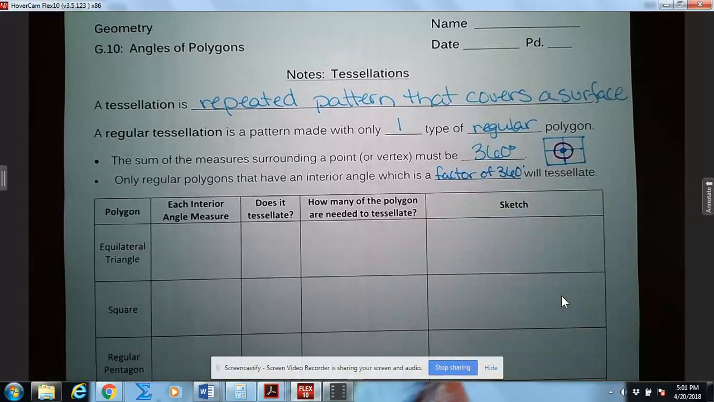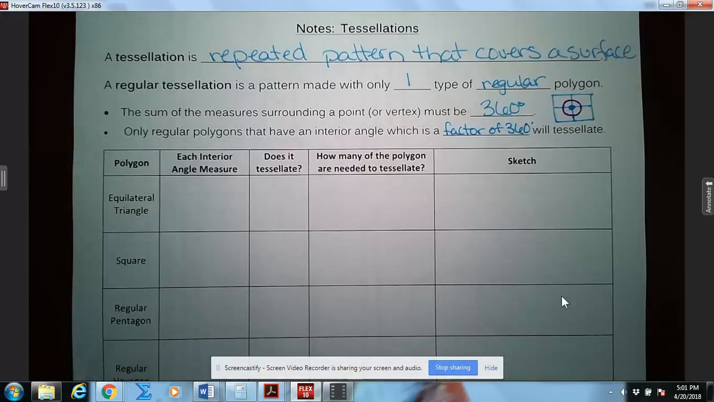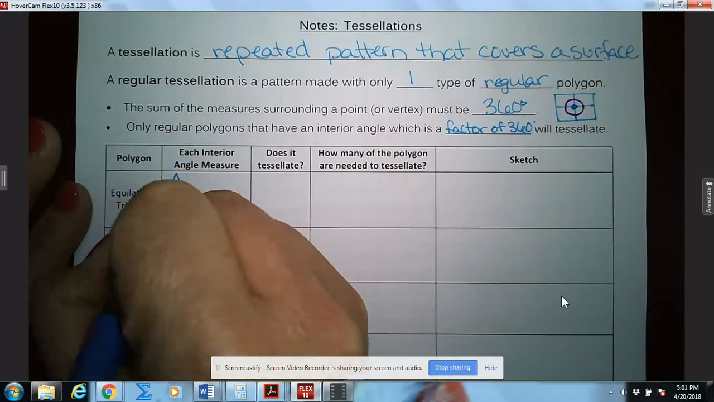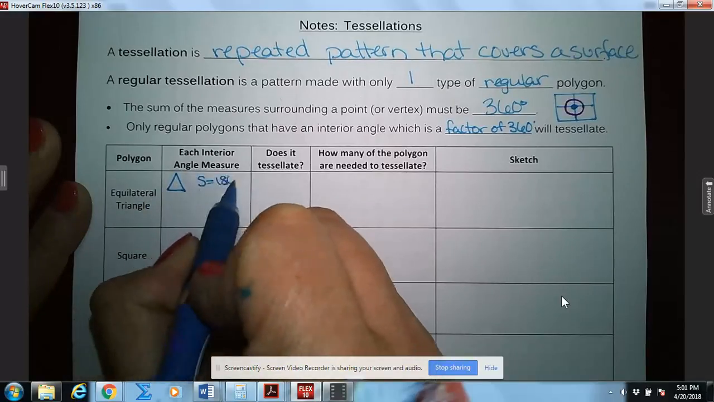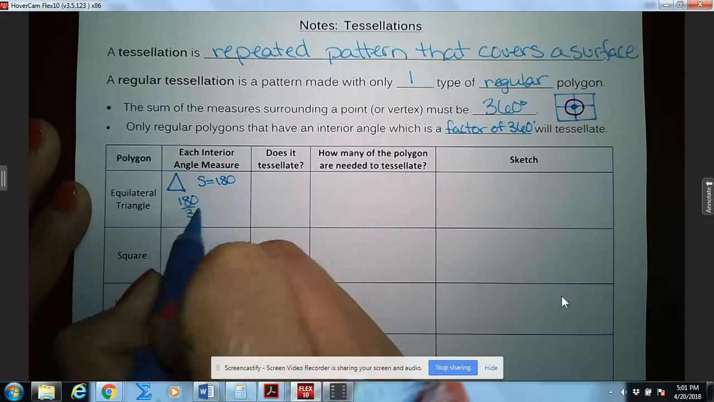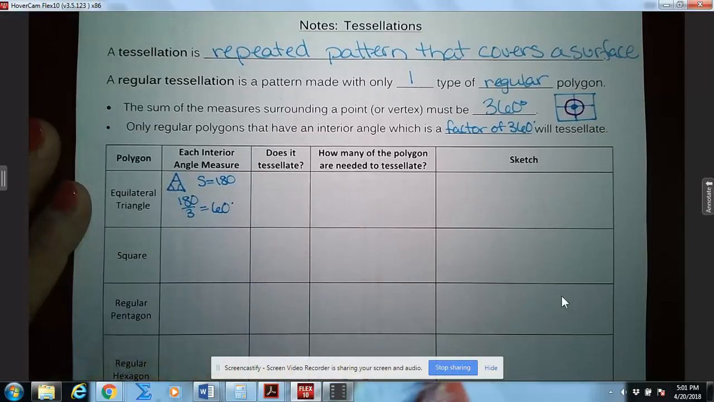All right, so let's look at a couple regular shapes. Let's start with an equilateral triangle. Using what we've already learned in this unit, we can find the interior measure. If we have an equilateral triangle, maybe give yourself a little picture there. You know that that has a sum of 180 degrees. And if we split that sum into the three angles, each angle is 60 degrees. 60, 60, 60. So is this an image that would tessellate?